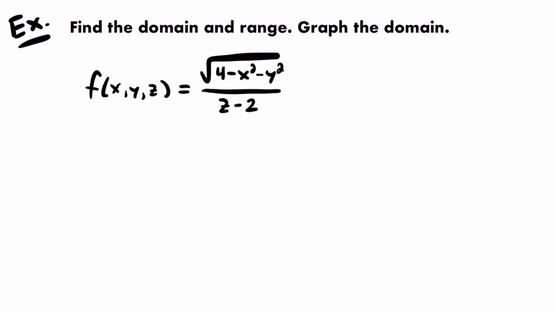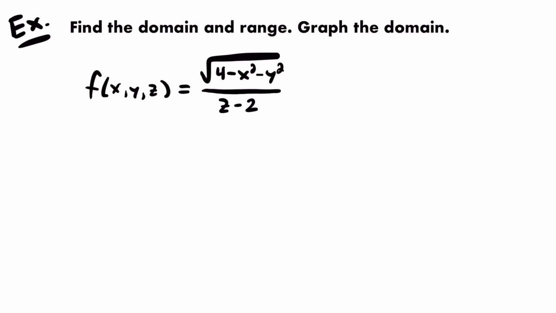All right, so here's our last example. We once again want to find the domain and range of our given multivariable function, and then also graph its domain. And we have another multivariable function of 3 independent variables. We have f of x, y, z is equal to the square root of 4 minus x squared minus y squared divided by z minus 2. Okay, and so once again, this function represents some 4-dimensional shape that we can't graph, but it will have a domain in 3 dimensions that we can graph.